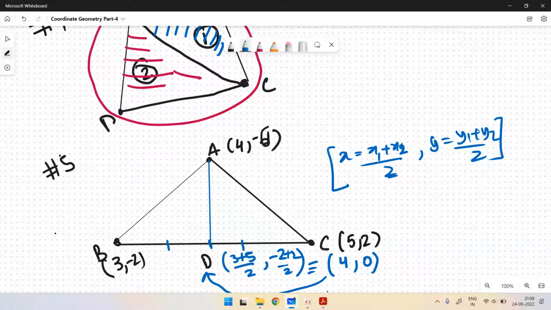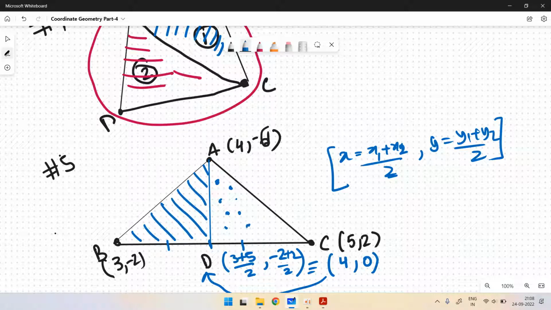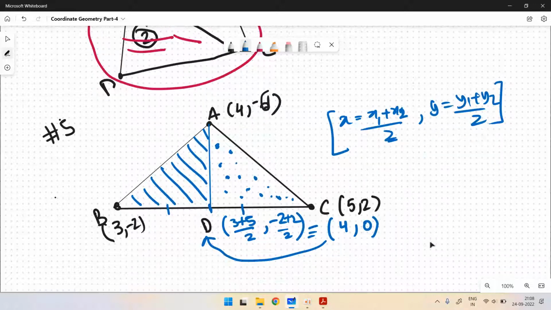Now if you want to prove that this median divides the triangle into two halves of equal area, you first need to calculate the area of triangle ABD, and then calculate the area of triangle ADC. If you calculate and they are equal in area, then you have proved this.